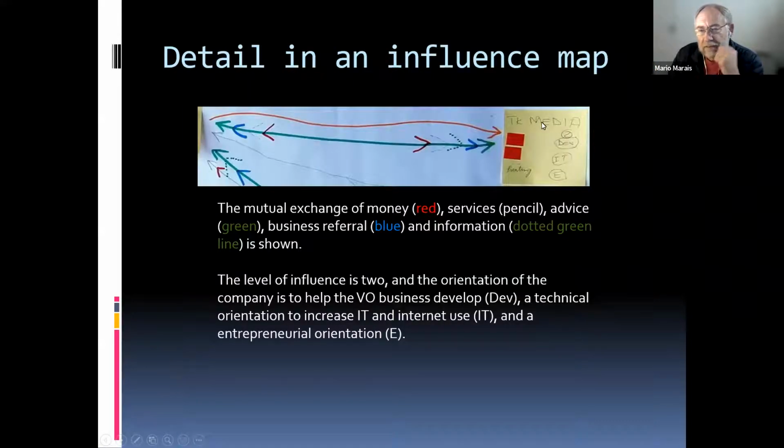So if you look at this, this is a company. If you look at the mutual exchanges, we've got the money, we've got the services, which is this pencil mark that goes here. Advice is green, business referral is blue, not to clutter the picture, just put a blue arrowhead there, and information is dotted green. And the level of influence is 2, and then the orientation of the company. So also about orientation. Are these people really trying to help you? So there's development orientation. Is there a technical orientation to increase internet use? They're trying to help you to sell more internet, or they're trying to help you to get more internet. But there's a technical one, or they want to fix things, and so on. And entrepreneurial orientation. Are they encouraging you to be entrepreneurial and helping you to become entrepreneurial? And I think that's what's actually quite unique about this in terms of this intentionality.